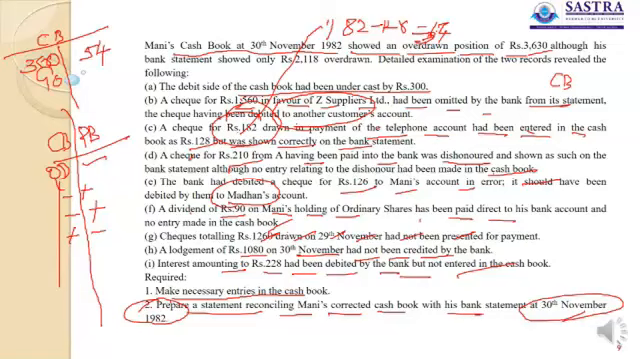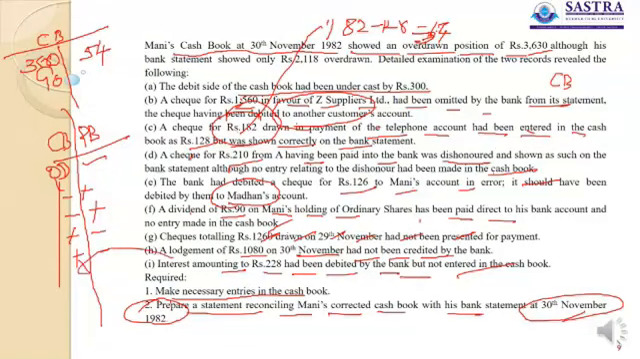Then the next item is the bank had debited a check for rupees 126 to Mani's account in error. It should have been debited by them to Madan's account. 126 rupees, Madan's account to be debited, but Mani's account by error or by mistake debited. So it decreases the passbook's balance, that was not in the cash book. So cash book balance plus.